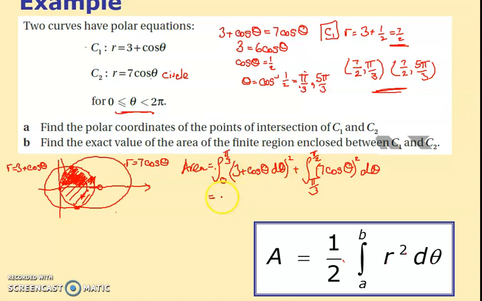So let's just multiply that out. So from 0 to pi by 3, it's 9 plus 6 cos theta plus cos squared theta. Alright, cos squared, of course, we should now know how to integrate. Plus this one is the integral from pi by 3 up to pi by 2 of 49 cos squared theta.